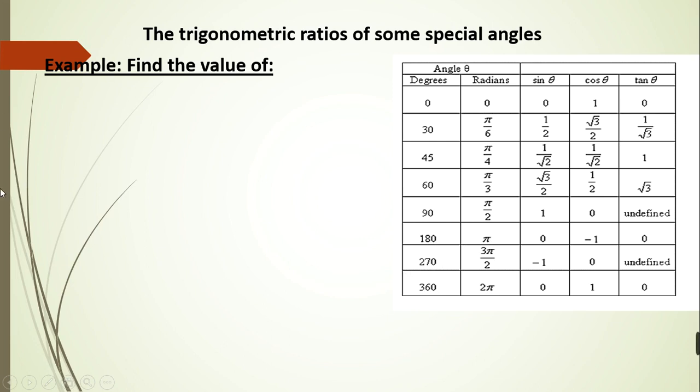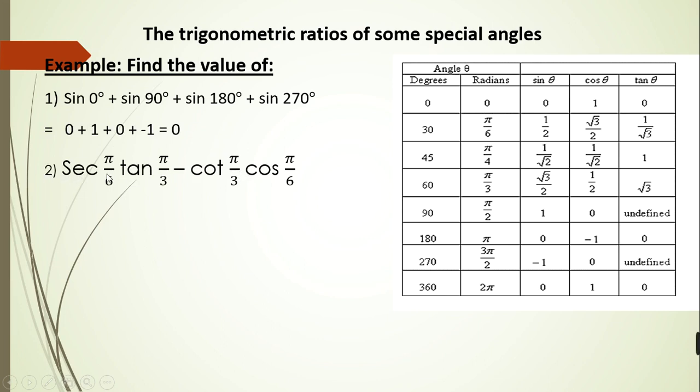Let's see how to solve these exercises. Find the value of sine 0 degree plus sine 90 degree plus sine 180 degrees plus sine 270 degrees. I will find the value of each function alone. Sine 0 is 0, plus sine 90 is 1, sine 180 is 0, and sine 270 is negative 1, and the sum here will be 0.